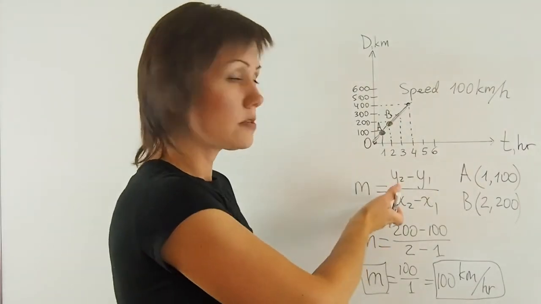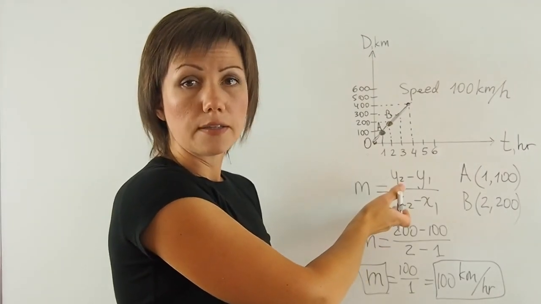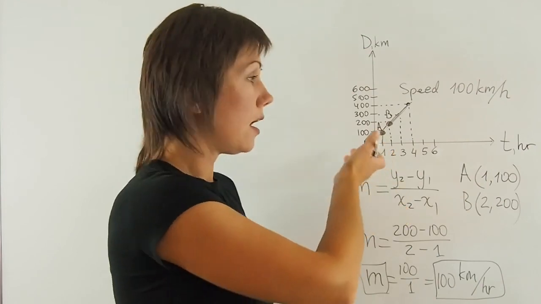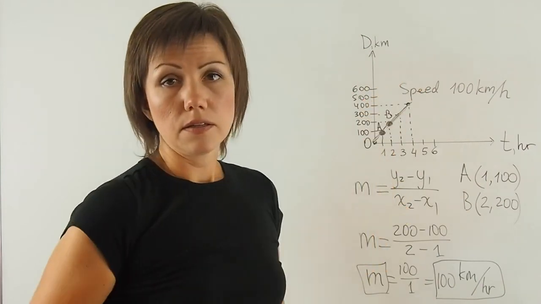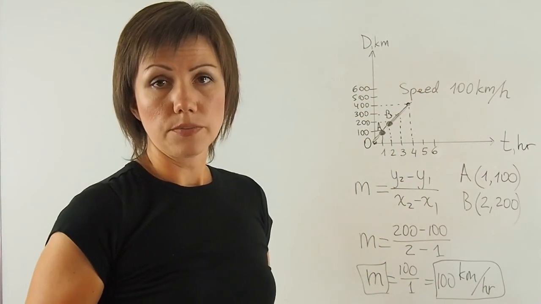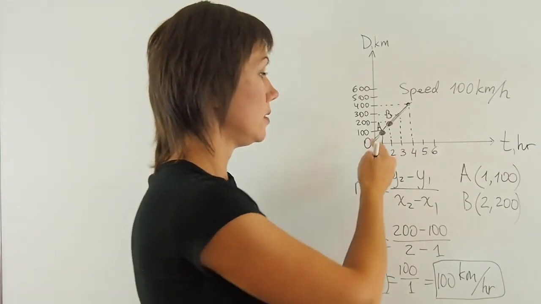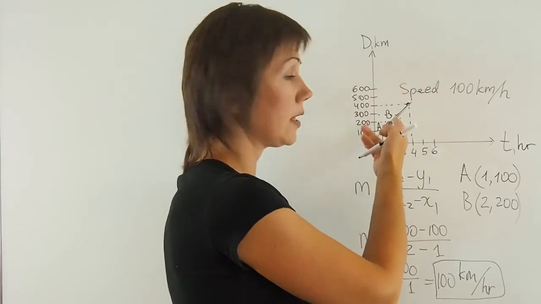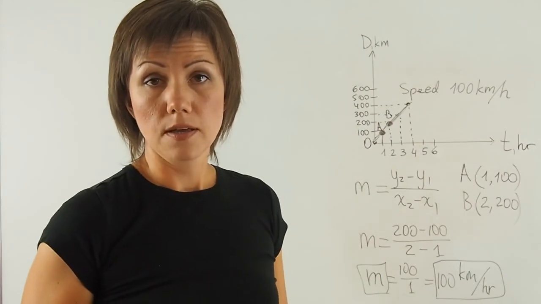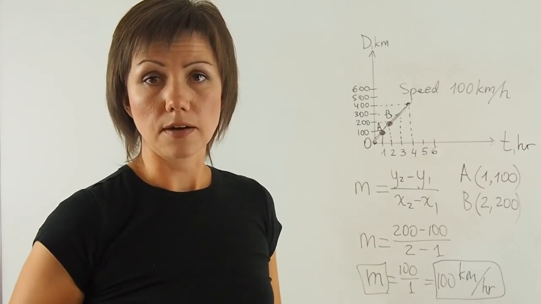You can use this formula to find the slope of any line on the graph, on the Cartesian plane, as long as you know at least 2 points and their coordinates on the graph.